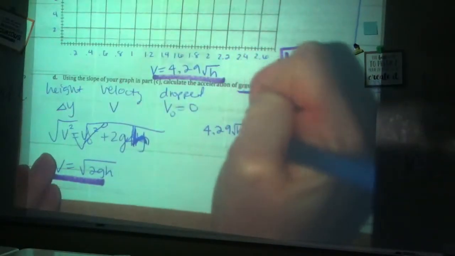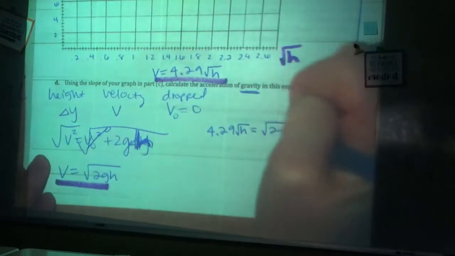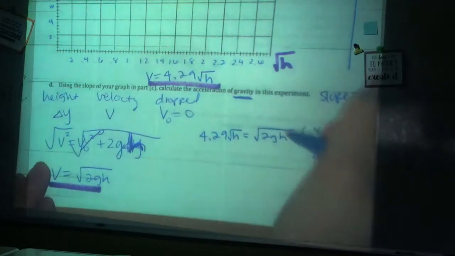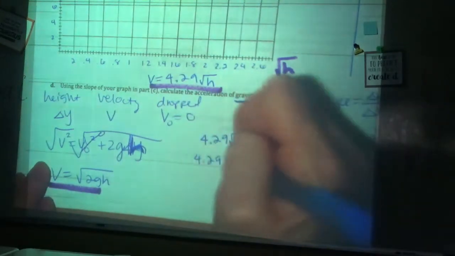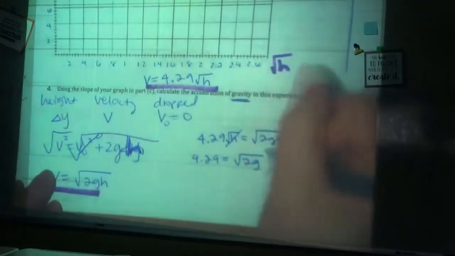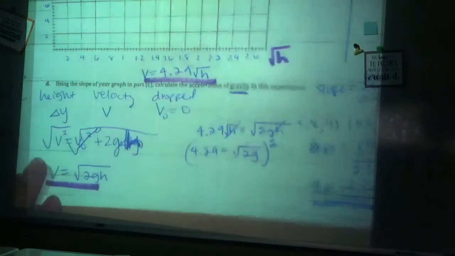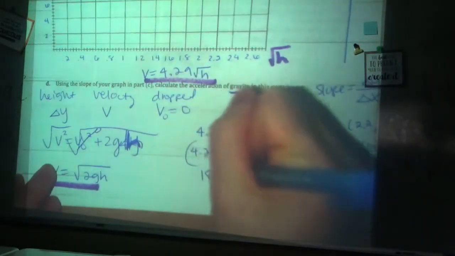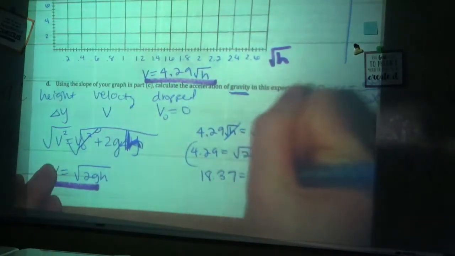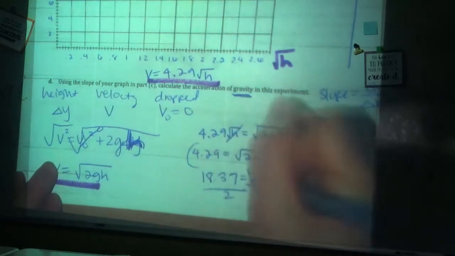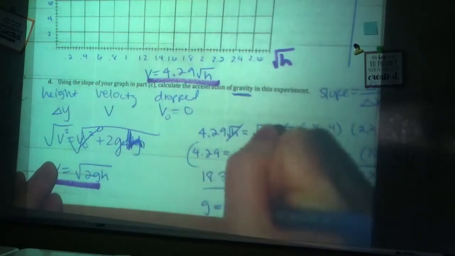4.29 square root of h equals square root of 2gh. And then the square root of h's cancel out. So I have 4.29 equals the square root of 2g. To get rid of the square root, I'm going to square it. I get 18.37 equals 2g, and then you just divide by 2. So I get that my g was 9.18.